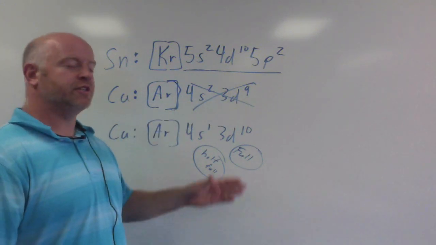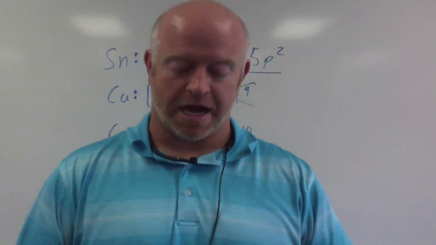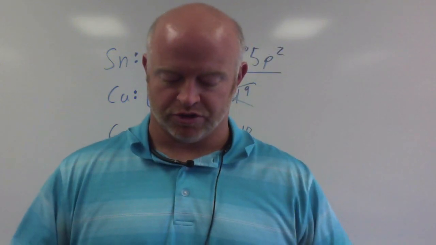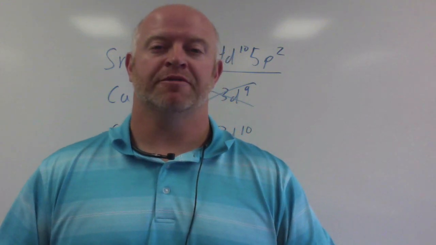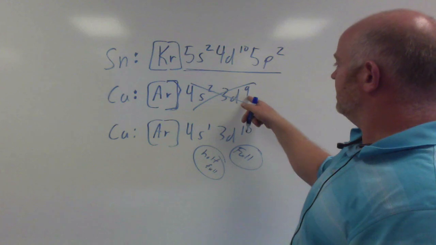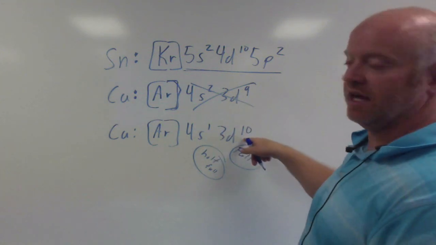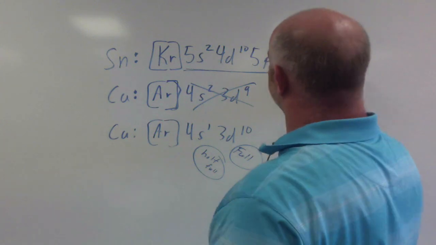So this happens with all group 11 elements. Not just copper, but it also works with silver, gold, roentgenium, all the way down that group. So what happens to them is exactly the same pattern, where they don't end up with an s2d9, it's an s1d10.